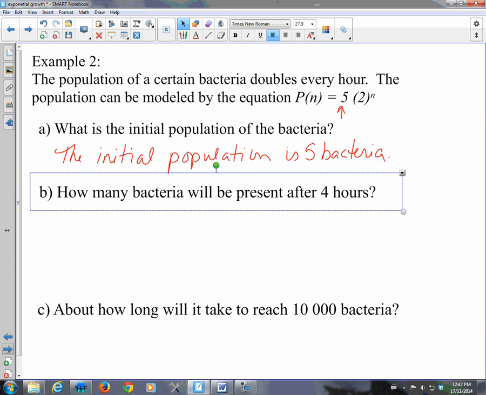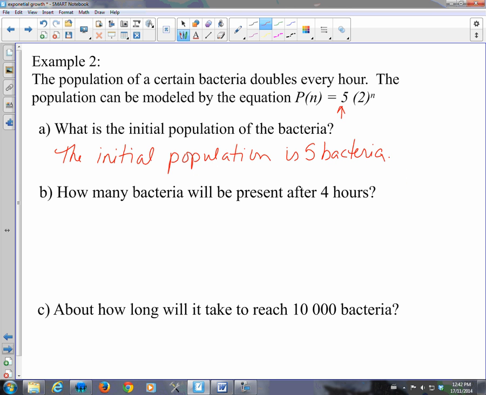So how many bacteria will be present after 4 hours? We replace n with 4. So I have P of 4 equals 5 times 2 to the 4. 2 to the 4 is 16. Remember BEDMAS, do exponents first. So 5 times 16 would be 80. So therefore, 80 bacteria are present after 4 hours.